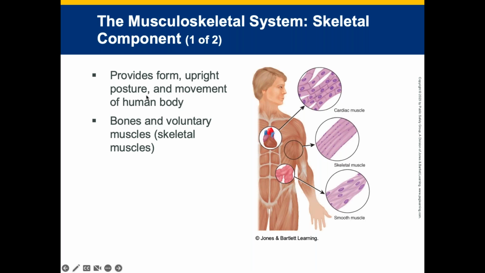The musculoskeletal system's skeletal component forms an upright posture, and movement is provided by the musculoskeletal system. So bones and voluntary muscles of the body. There are more than 600 muscles in the musculoskeletal system. Muscles outside of it include smooth muscle, which is involuntary, and cardiac muscle.